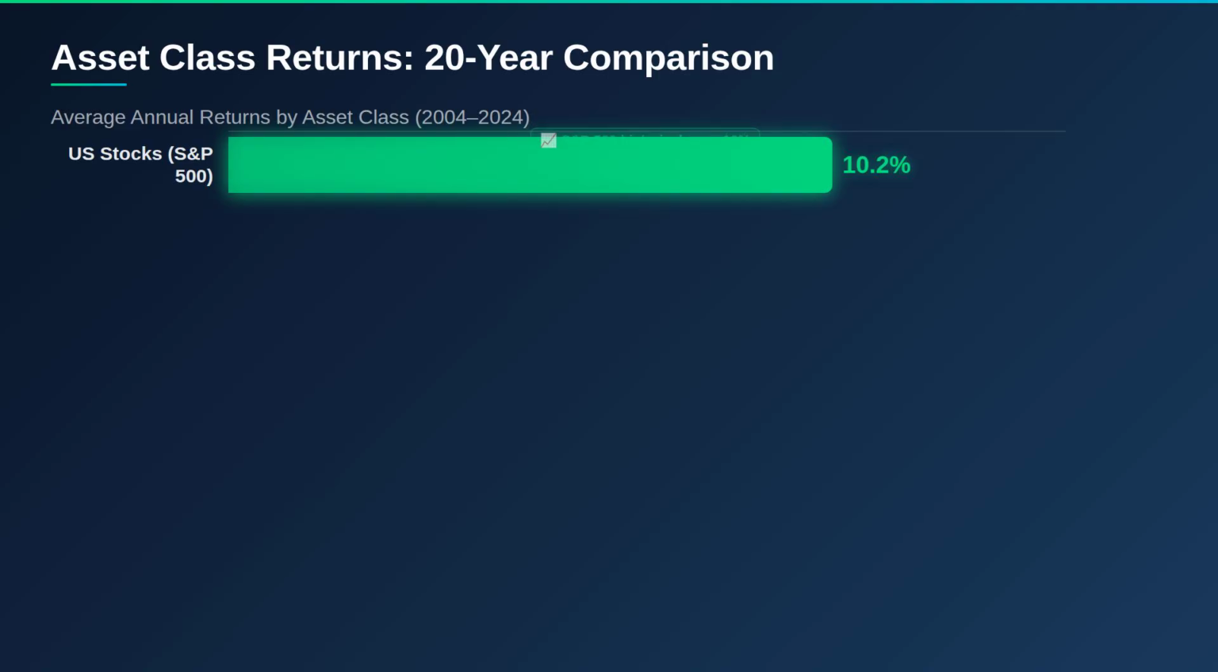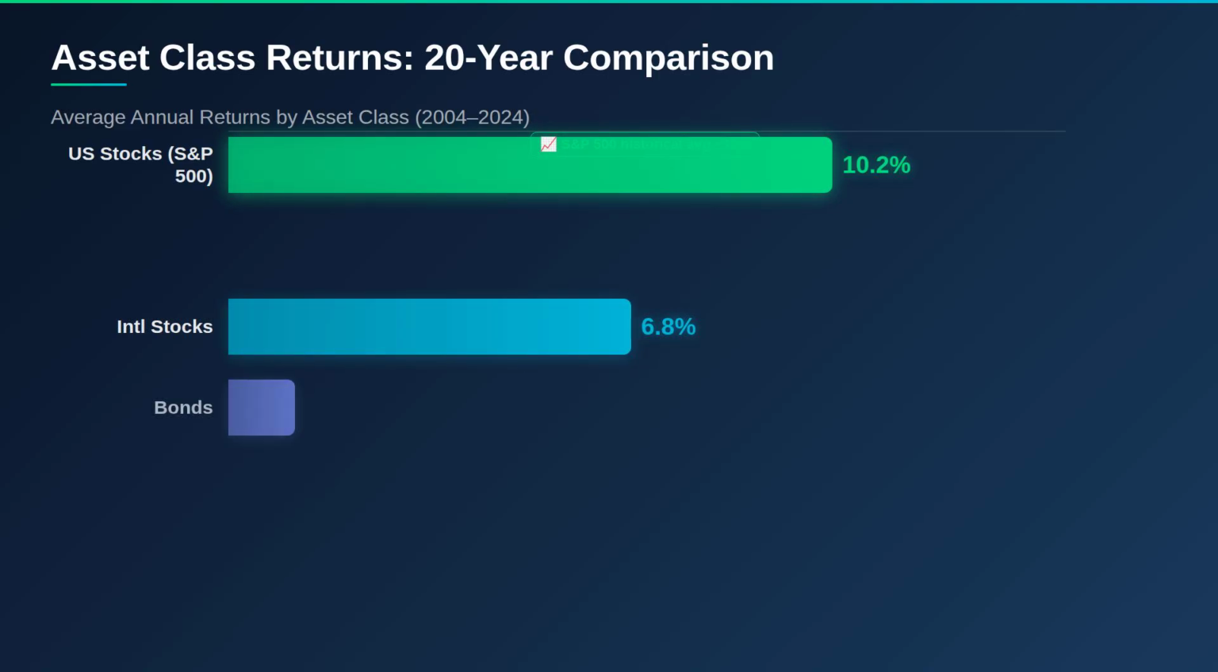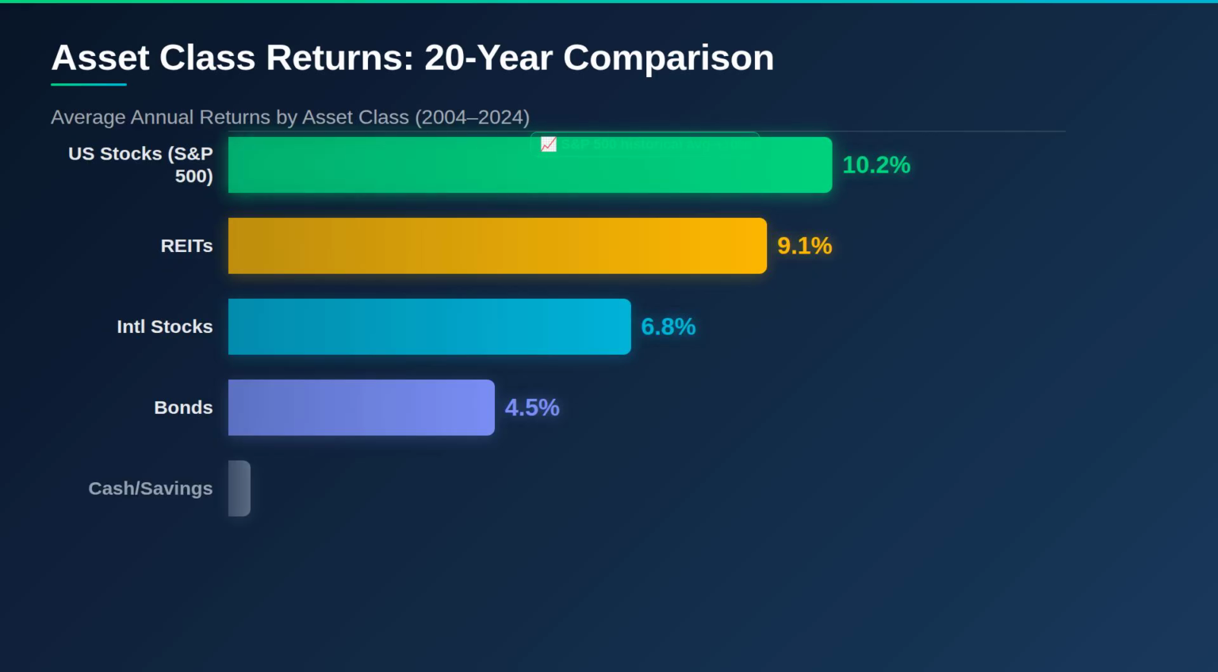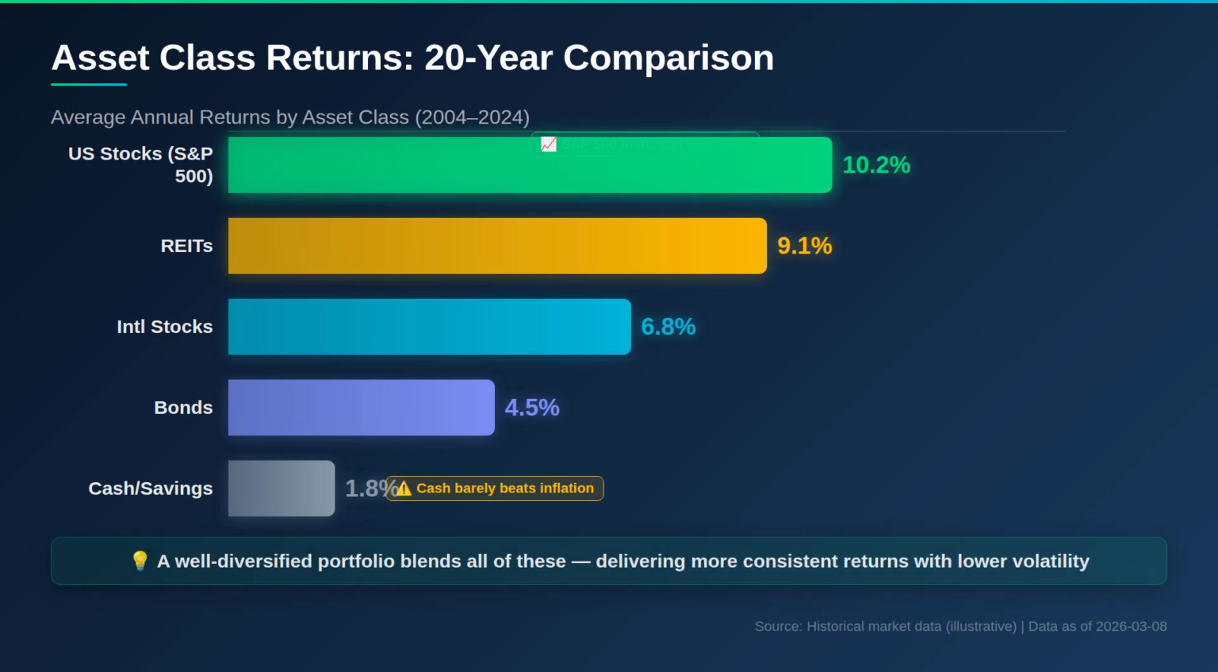This chart shows the average annual returns of major asset classes over roughly the past 2 decades. U.S. stocks, represented by the S&P 500, have historically returned around 10% annually on average. International stocks have returned closer to 6 to 7%. Bonds have averaged around 4 to 5%. Real estate investment trusts, or REITs, have historically averaged near 9%. And cash and short-term savings? Less than 2%, which barely keeps up with inflation.